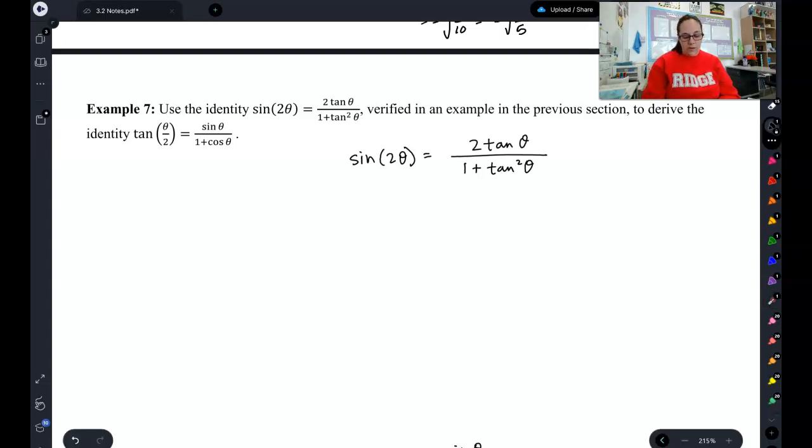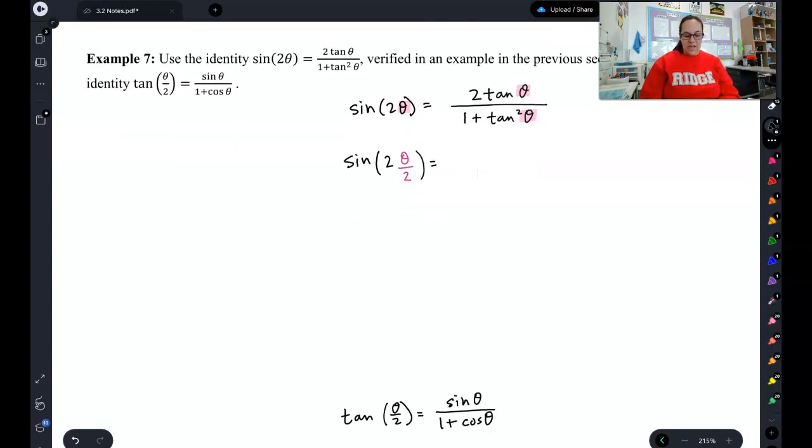So, to get us started off on this, I'm going to do something a little bit tricky, which is to change this theta to theta over 2. So essentially, anywhere there's a theta, I'm going to replace it with theta over 2. The reason I'm doing this is because I know that in the one I need to end up in, I have a tangent of theta over 2. So if I replace all these thetas with theta over 2, that gives me my tangent of theta over 2 that I want.